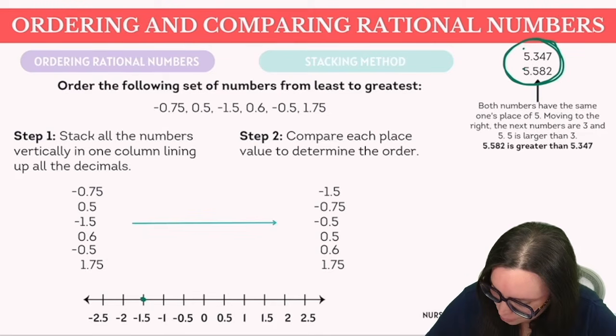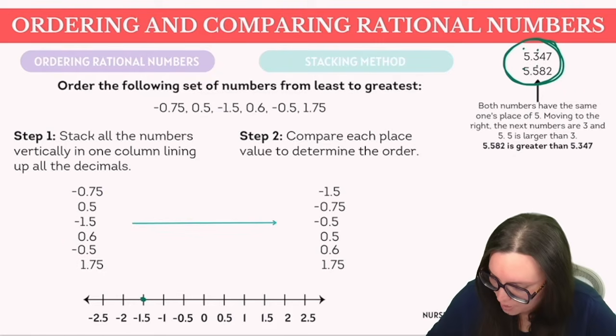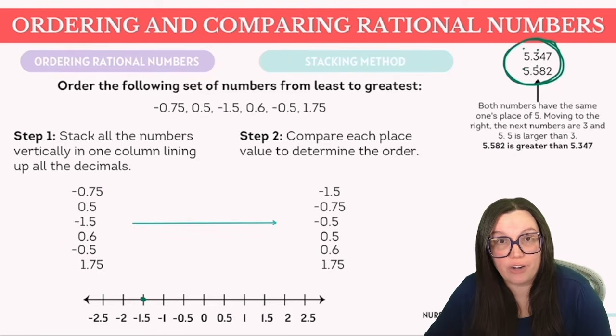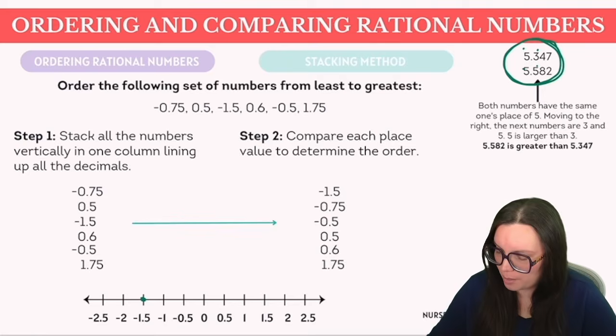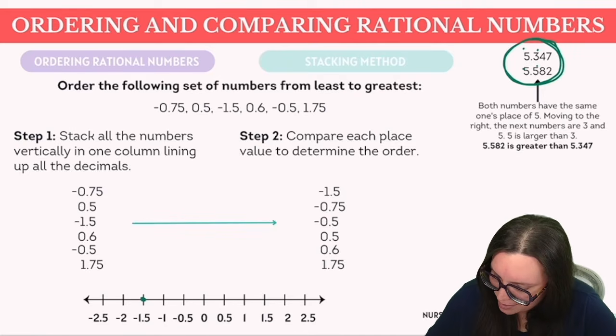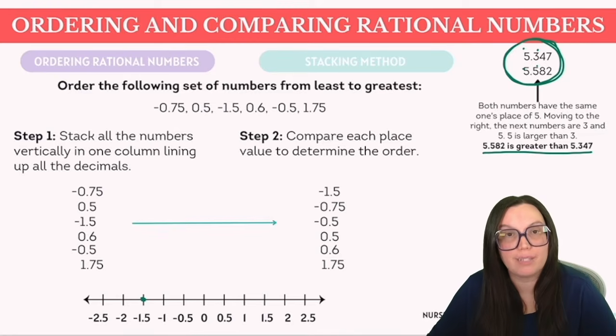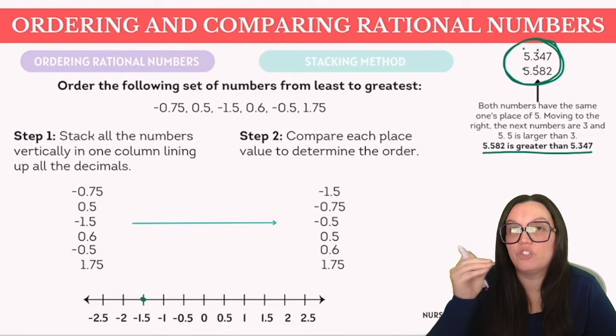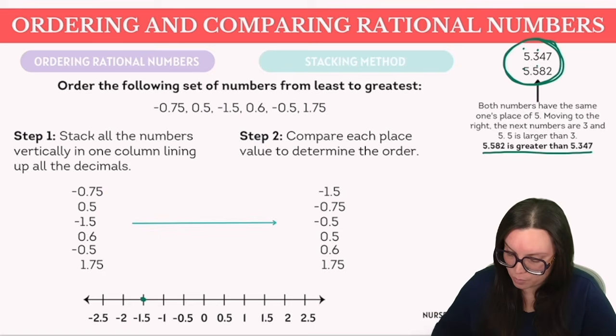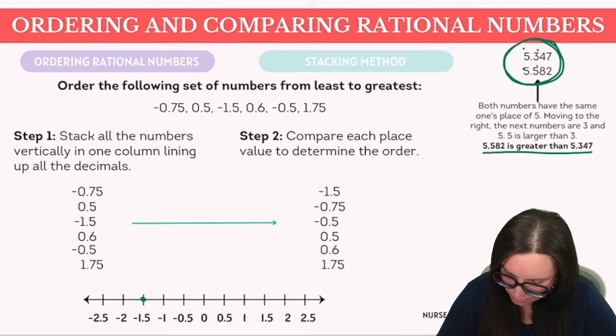So our next set of numbers, we have 3 and we have 5. Well, is 3 greater than 5? No, absolutely not, right? So we can say that 5.582 is greater than 5.347. So it just helps kind of visualize a little bit better if this method works for you. So let's take a look back at our example here.